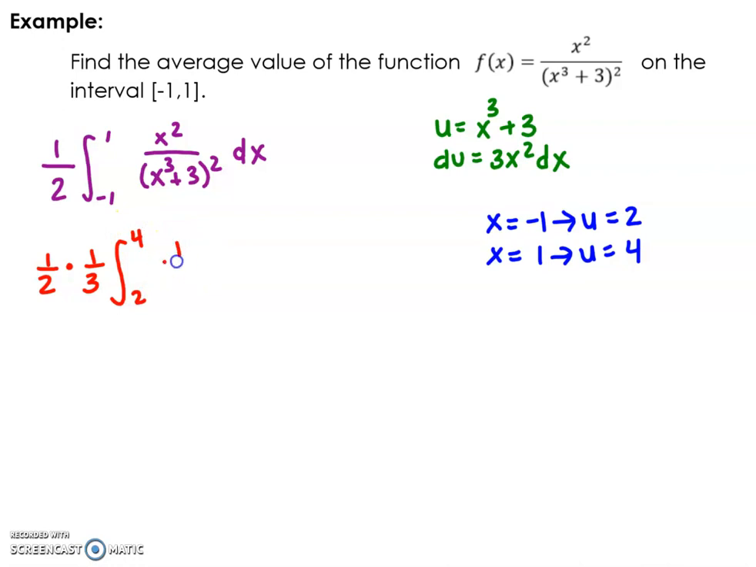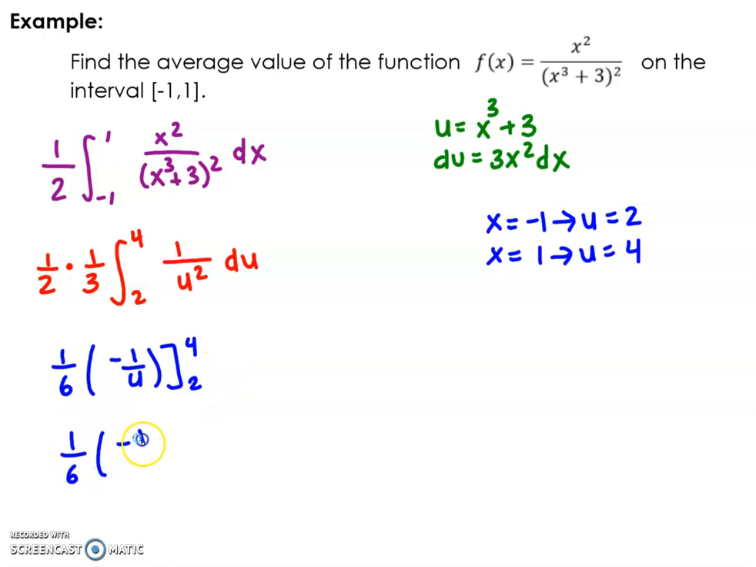And now we have 1 over u squared du. So I'm going to multiply 1/2 times 1/3, so I'm going to get 1/6. And then if I take the antiderivative of 1 over u squared, or u to the -2, that's going to give me -1 over u, and I'm evaluating that between 2 and 4. So again, I'll keep this 1/6 on the outside, and I basically have -1/4 minus a negative, so I'm going to add 1/2. And then this is going to simplify to give us 1 over 24, if done correctly.